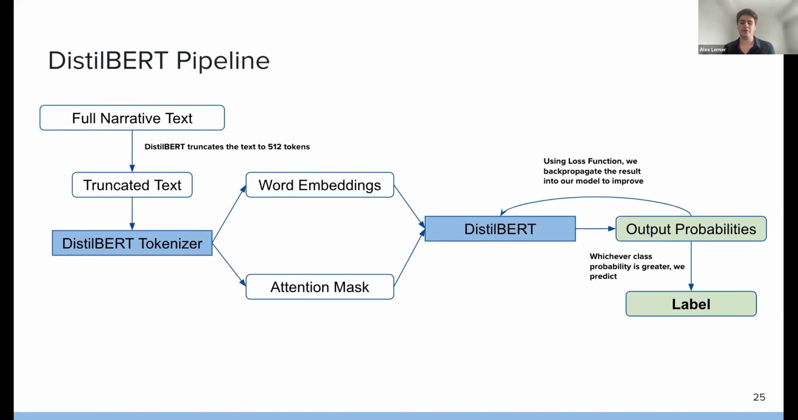While we're training, you feed in the word embeddings and the attention mask, and it comes out with output probabilities. It's basically asking, what is the probability that this text belongs to either not mentioning behavioral health or mentioning behavioral health? Using the loss function of the model, it backpropagates the result of our predictions into the model, so it always improves as we go through the data. Finally, when you want to know what label to give, we just pick whichever class probability is greater, and that's how we predict for the text.